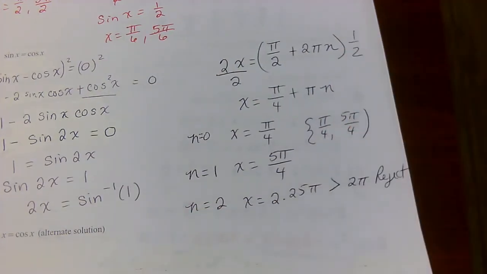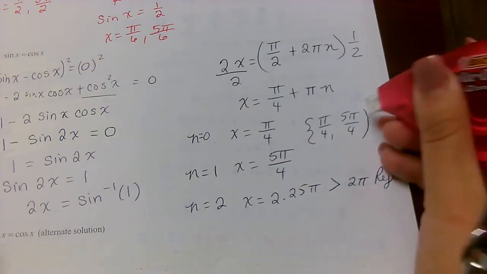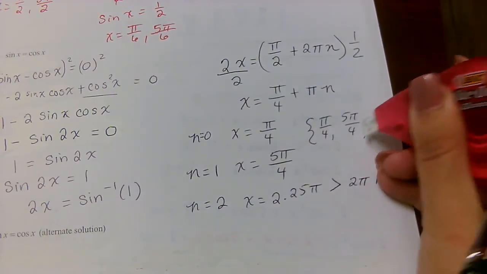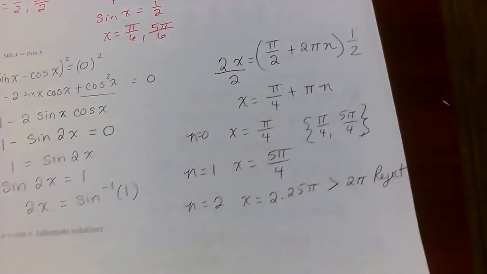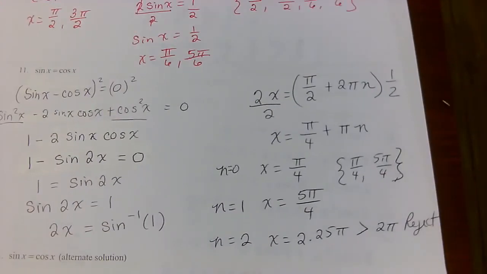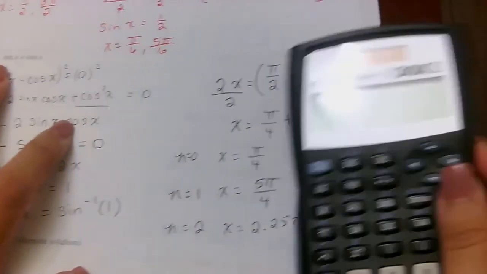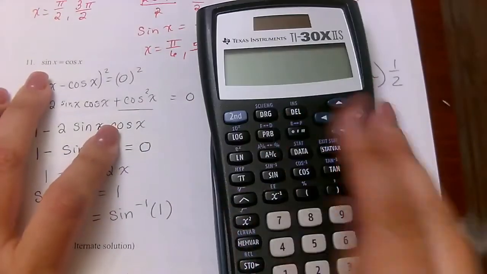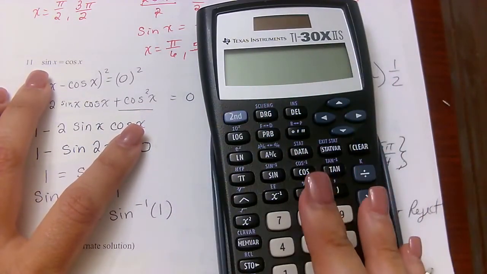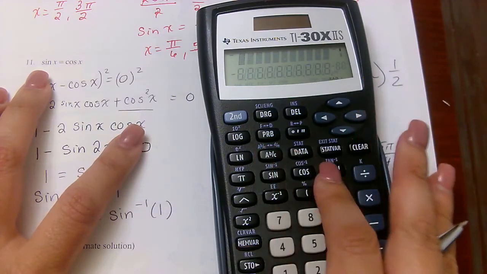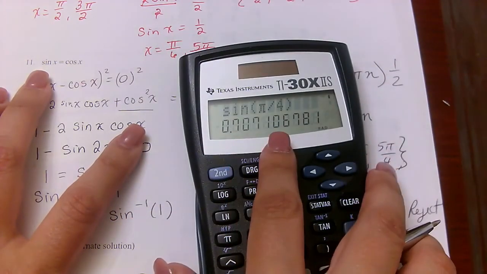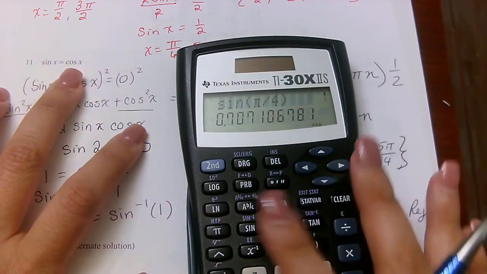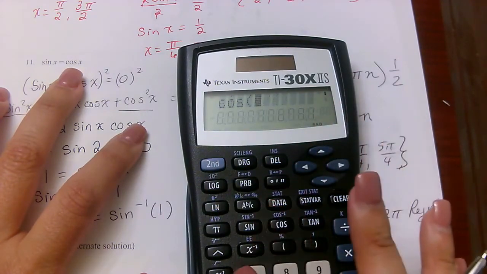You should definitely check these solutions to make sure that they work, because we changed the integrity of the equation. So I'm going to go ahead and do that by substituting that into the calculator. Okay, so let's go ahead and do that. I'm going to start with the original equation, and we're going to go for pi over 4. So in my calculator, make sure you're in radian mode, which I am, and I'm going to just do sine pi over 4. That's going to equal this number, and then I'm going to do cosine pi over 4.